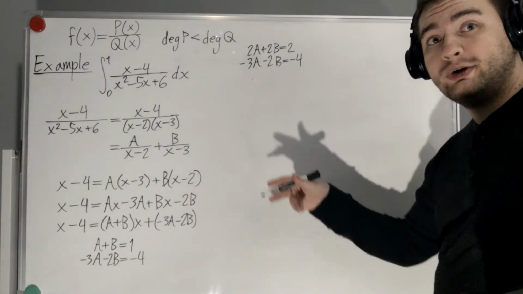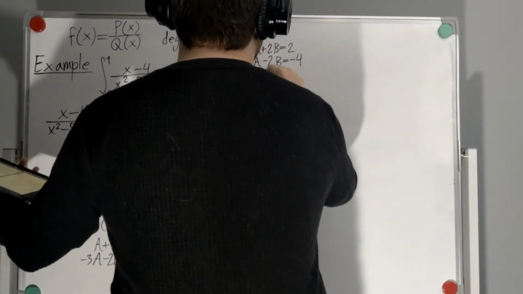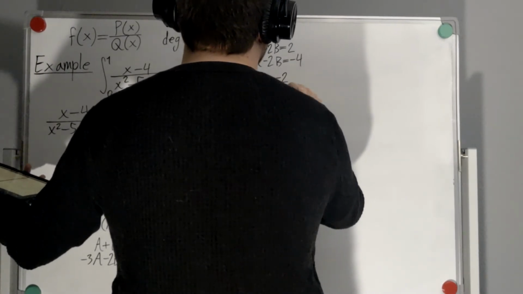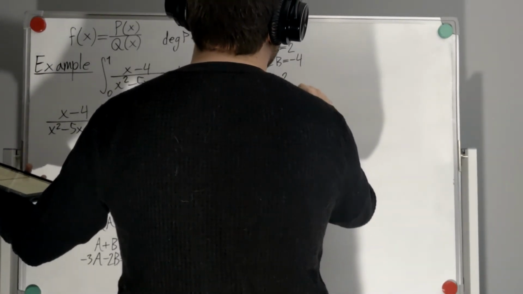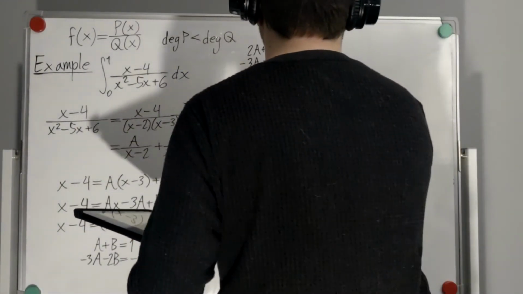So now if you add these two equations, the b's cancel. And then you just get negative a equals negative 2, which means a has to be 2. And therefore b, let's see, if a plus b is 1, then that means b has to be negative 1.